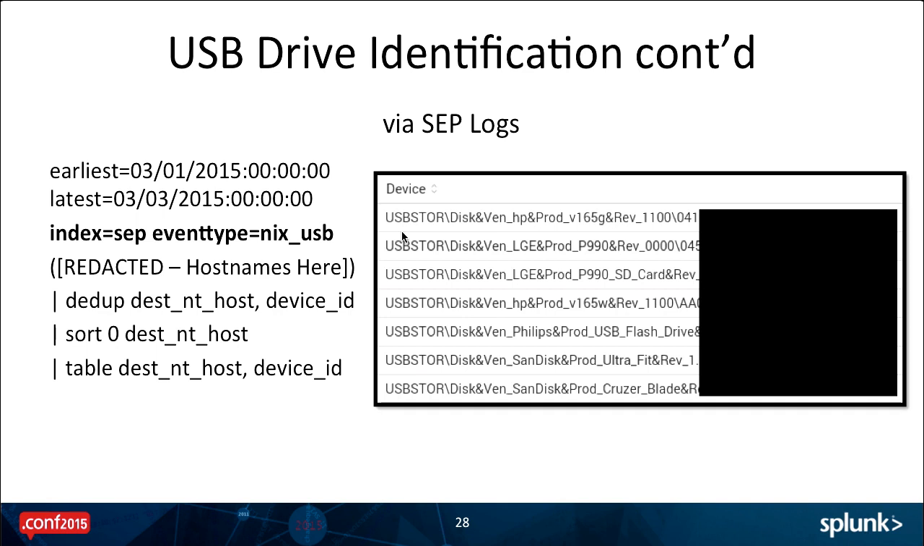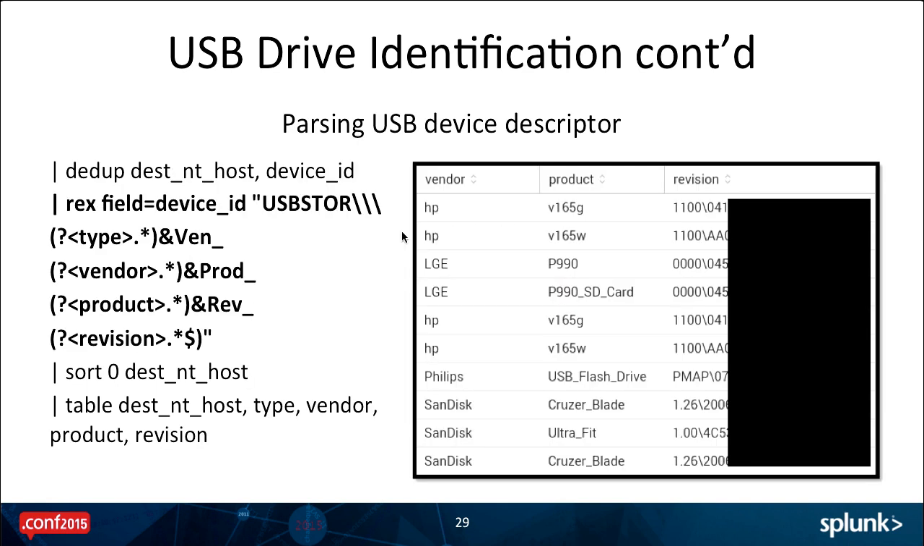And at first it's a bit jumbled, so we fixed that up using a little regex, and now we have this automatically done, transformed, prepped, and pretty. All right, so we have vendor, product, and revision.